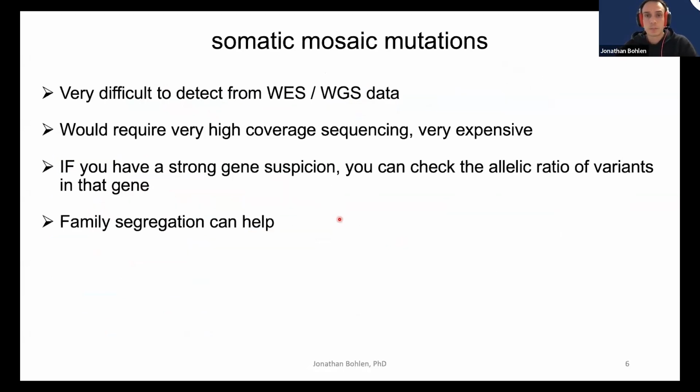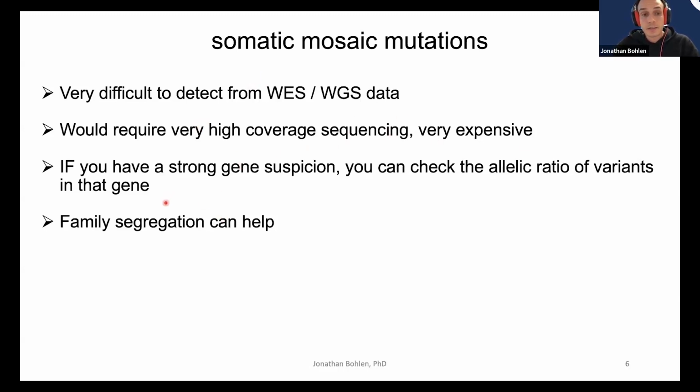Finally, I want to very briefly talk about somatic mosaic mutations. These are mutations that are not inherited, but occur at some point during development or even during the life of the patient. These are excessively difficult to detect by whole exome or whole genome sequencing data, particularly depending on the allelic burden that is present in the tissue that you are sequencing DNA from. Generally, single nucleotide somatic mosaic mutations are currently not easily detected by the methods that we commonly use. It would require very high coverage sequencing, which is also very expensive.